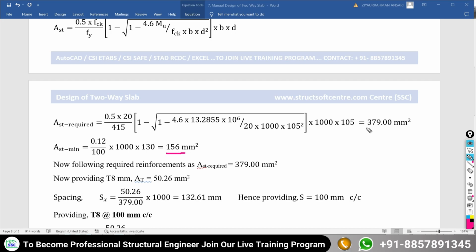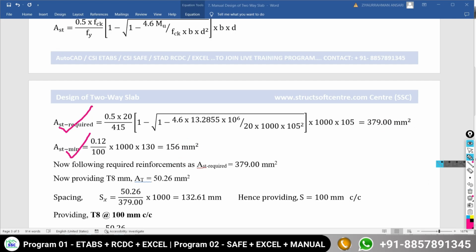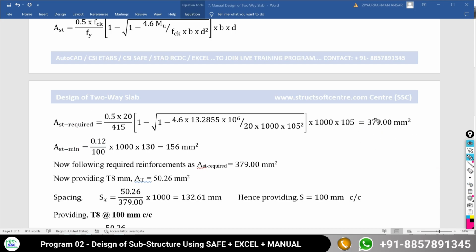So the demand along the shorter span is 379, and the minimum requirement is 156. Among these two values, we have to consider the maximum one. So the design requirement is more than the minimum requirement, meaning we have to follow the design requirement. In some situations, suppose you are getting a design requirement of 150 only, and the minimum requirement is 156. Which one do you have to follow? At that time you have to follow the minimum one.